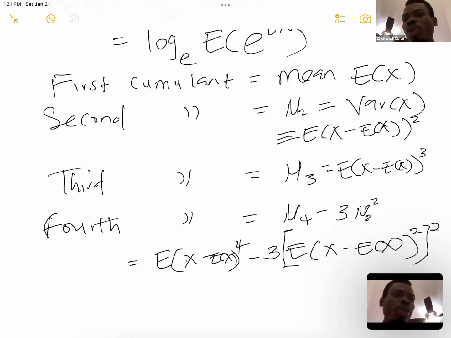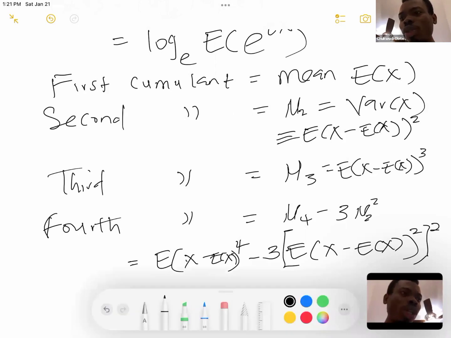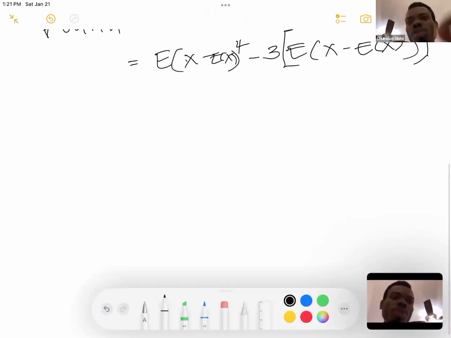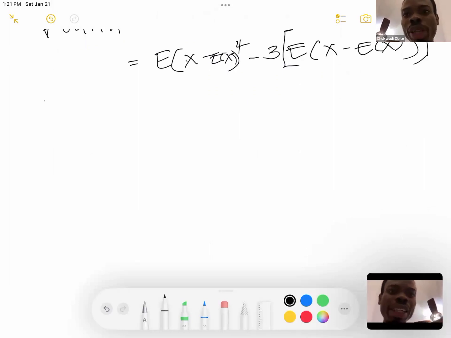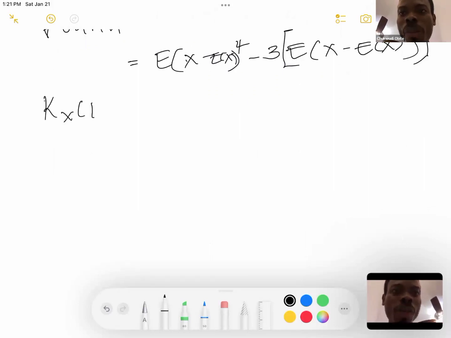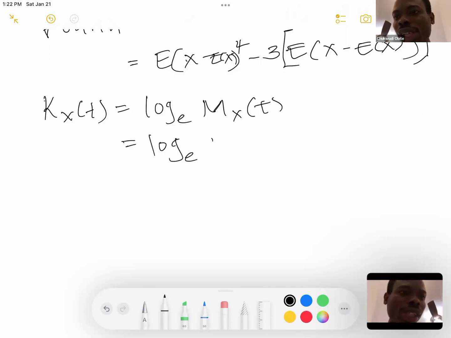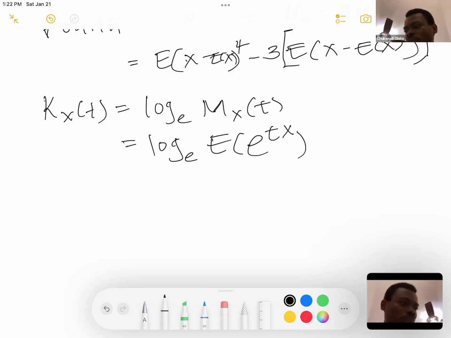So now I want to show you how you can get the cumulant generating function and how you can estimate the cumulant. Remember what I said about the cumulant generating function? I said the cumulant generating function is the log of the moment generating function. And we know that the moment generating function is the expected value of e^(tX).